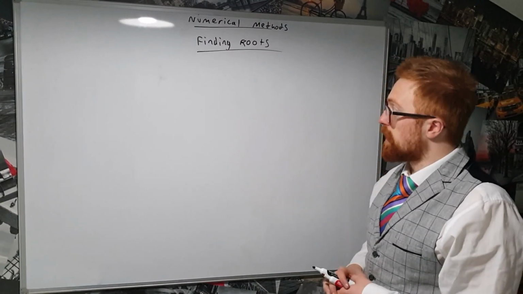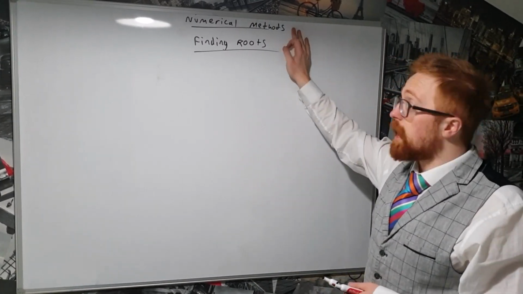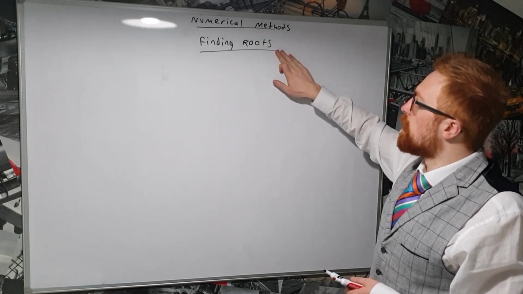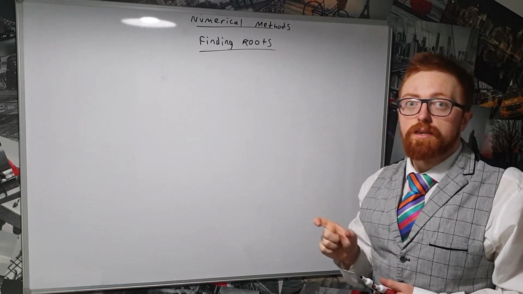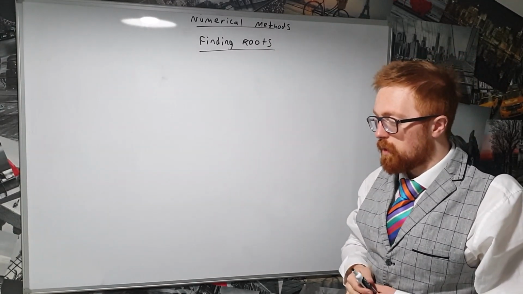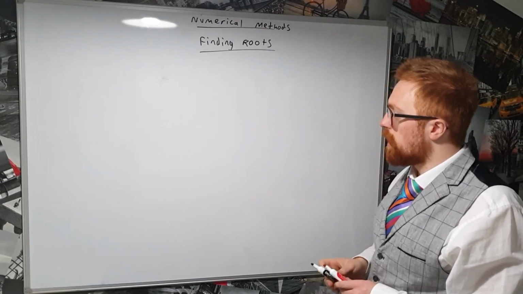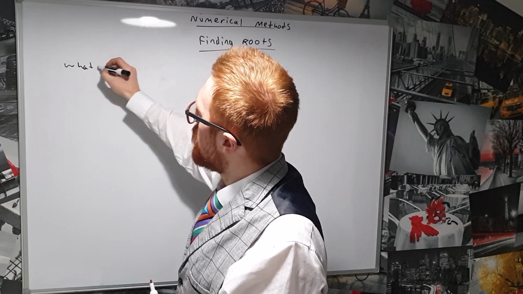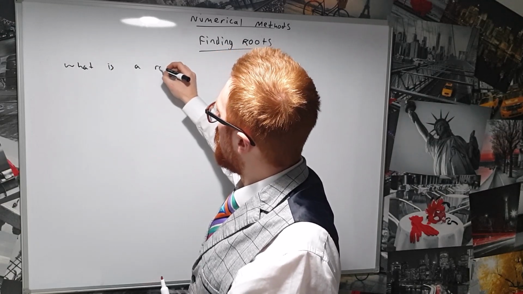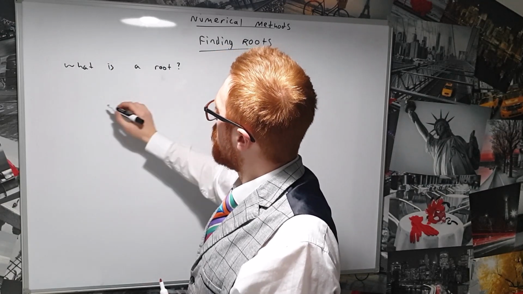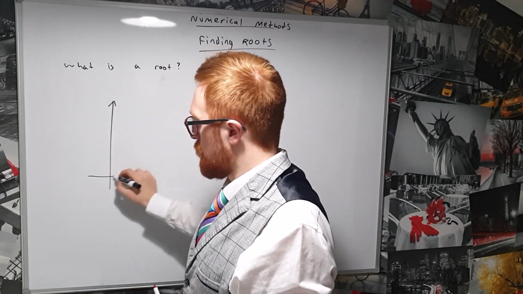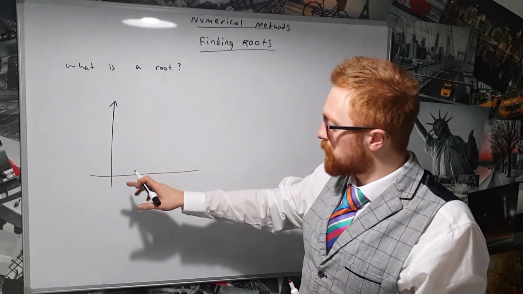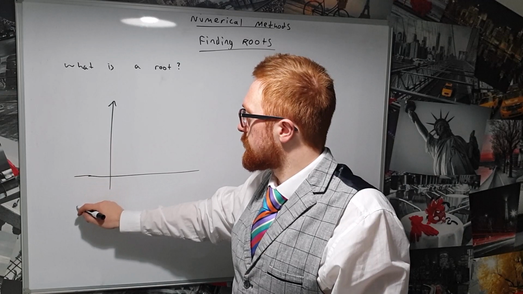Hi there. In this video we're going to look at numerical methods and we're going to start with looking at how we can find roots and specifically how we can justify where a root is on our curve. So the first thing we need to ask ourselves is, what is a root? Well, a root is simply somewhere where our function crosses the x-axis.